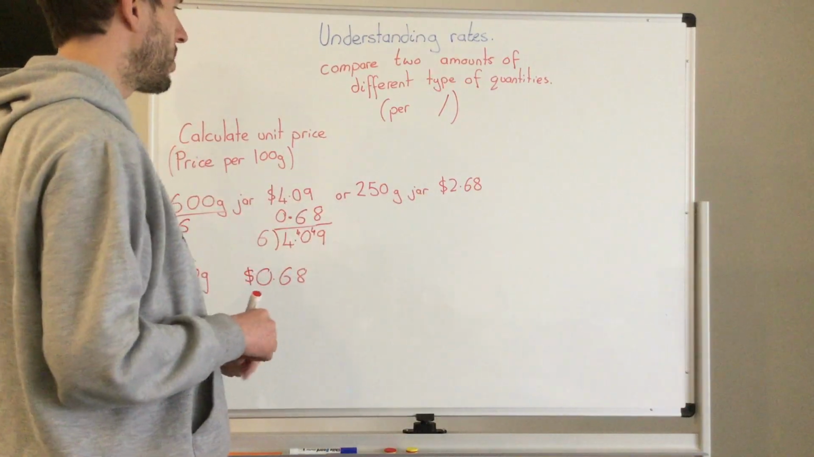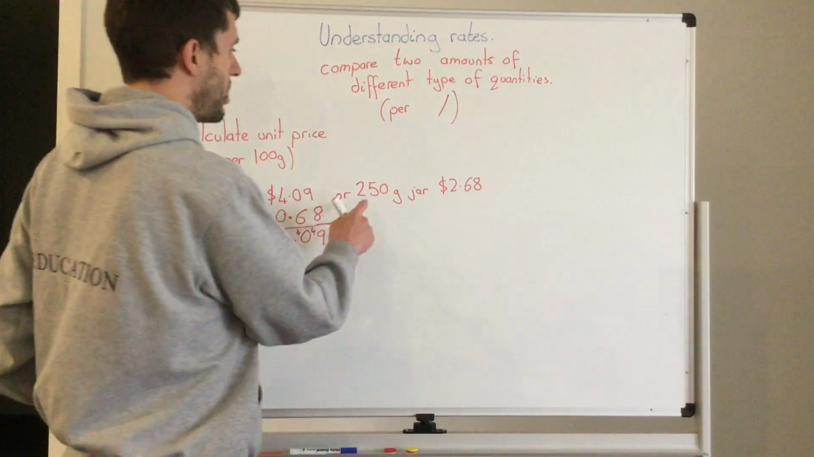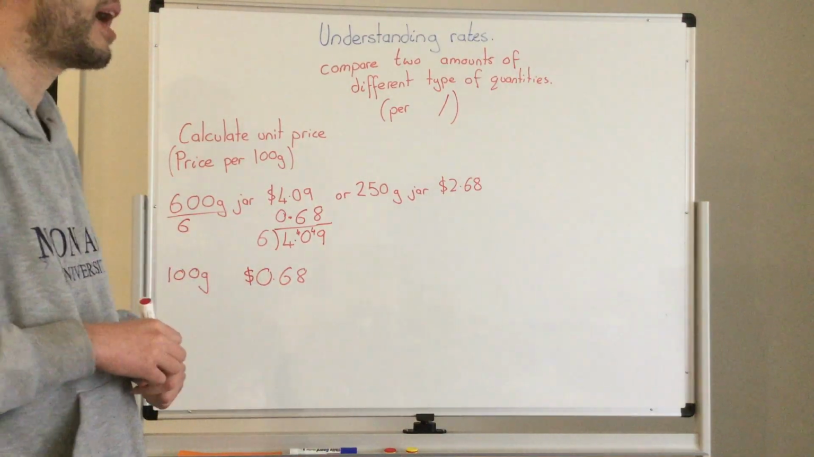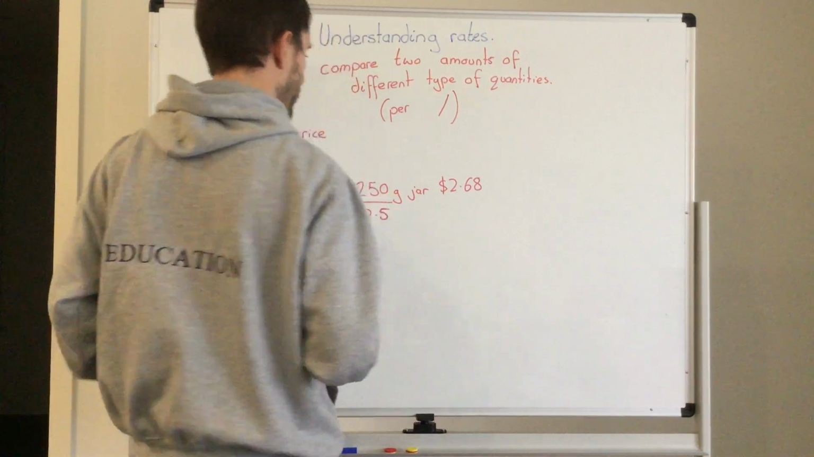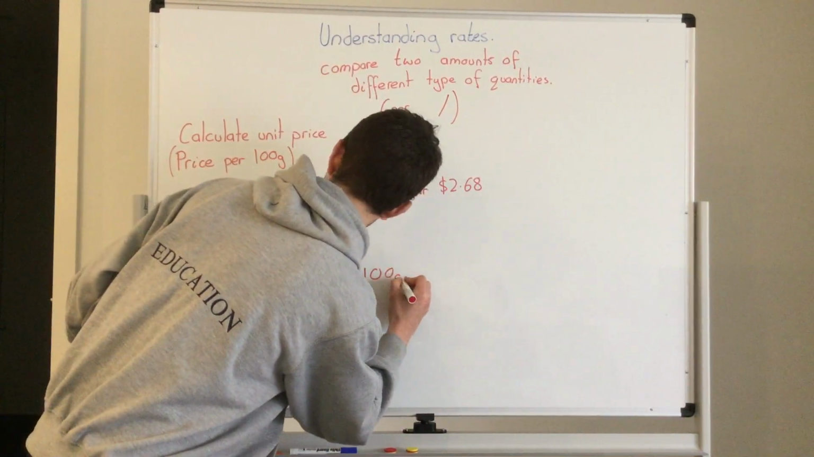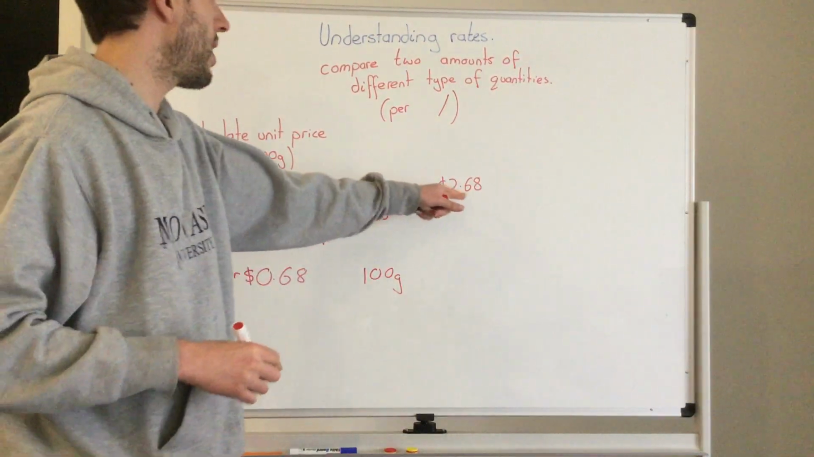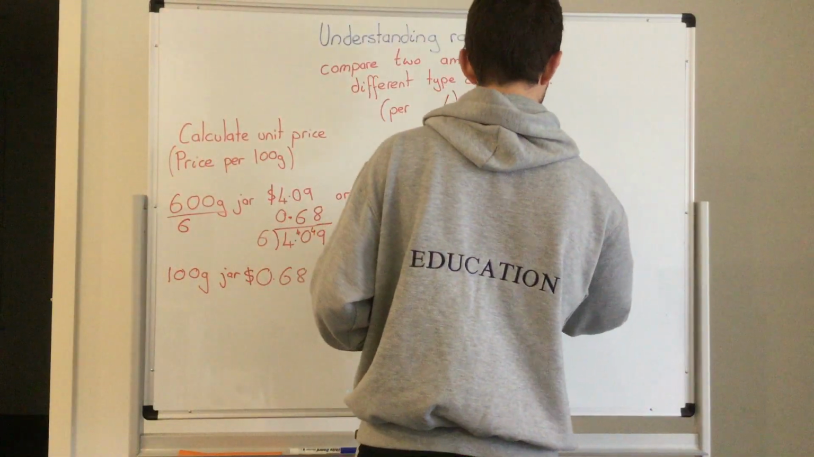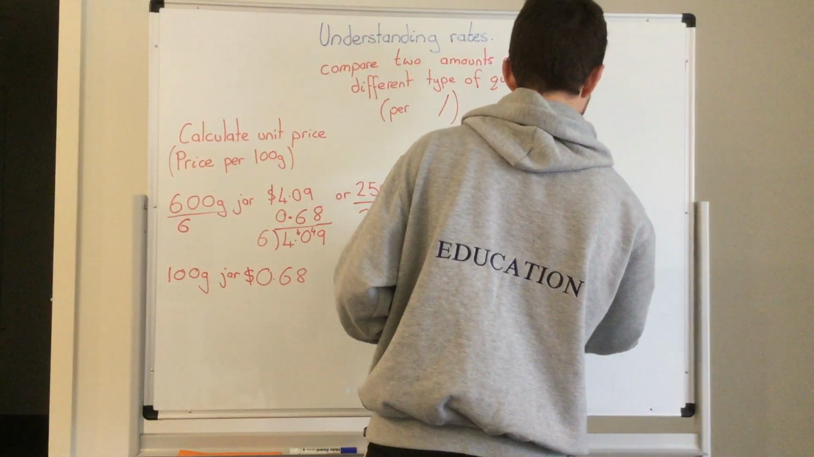Let's look at this side here, 250 grams. And I would like to get this to be 100. So to get it to be 100, I need to divide it by 2.5. If I divide it by 2.5, I will get to 100 grams. So then I look at this side, I need to divide that side as well by 2.5. So I'm going to write it over here, 2.68 divided by 2.5.